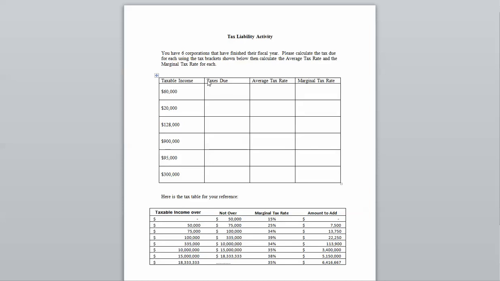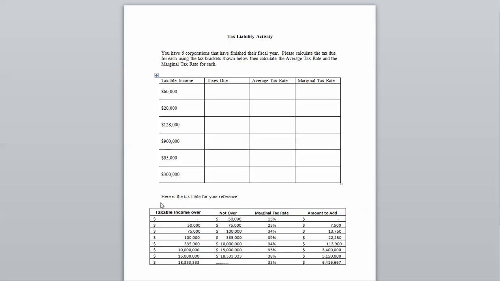Before I get started on computing the taxes due, the average tax rate, and the marginal tax rate, I'm just going to take you through the steps to compute the taxes due. And these steps are coming right from the Chapter 3 PowerPoint on tax liability. Okay, the first step is we're going to want to find our tax bracket. And if you look at the table at the bottom of the page, we have all the different tax brackets.